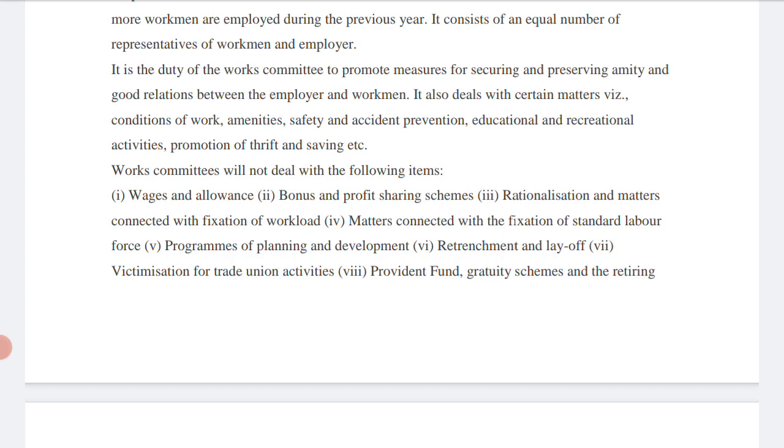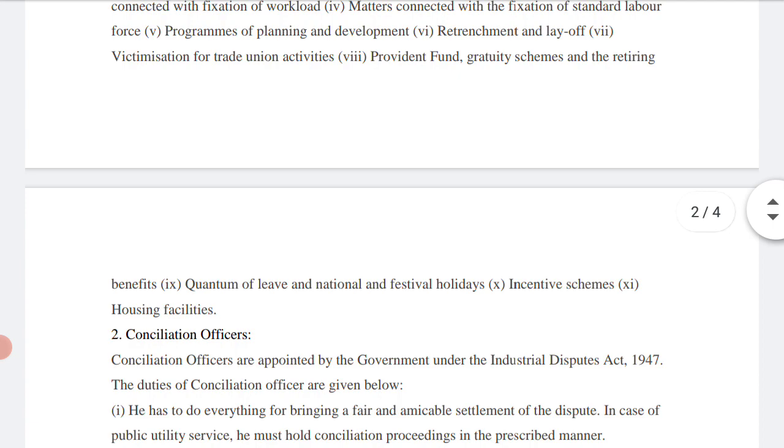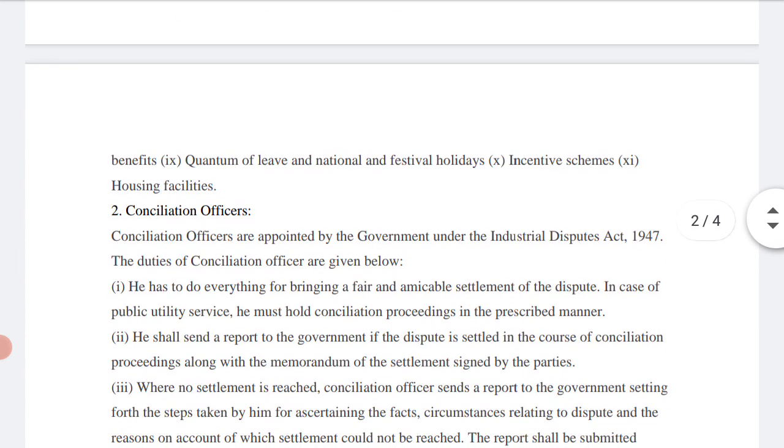Wages and allowance, bonus and profit sharing schemes, rationalizations and matters connected with fixation of workload, matters connected with the fixation of standard labor force, programs of planning and development, retrenchment and layout. Okay, victimization for trade union activities, provident fund, gratuity schemes, and the retiring benefit, quantum of leave and national and festival holidays, incentive schemes, housing facilities. These things are not included. Okay, these things are not included.